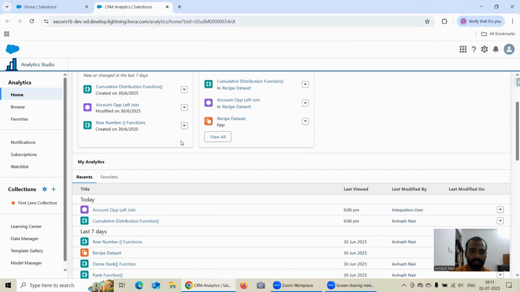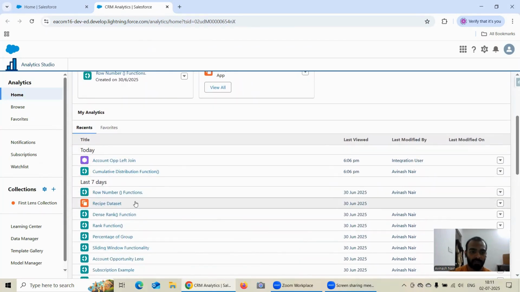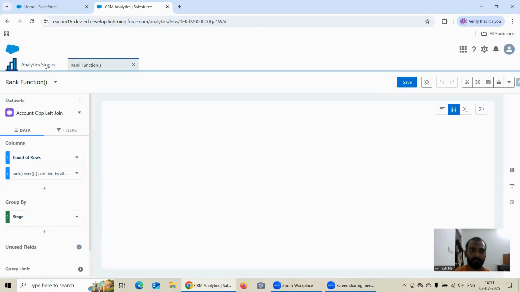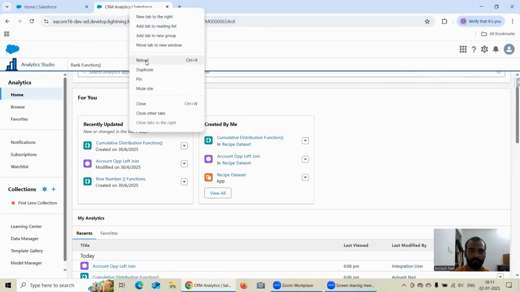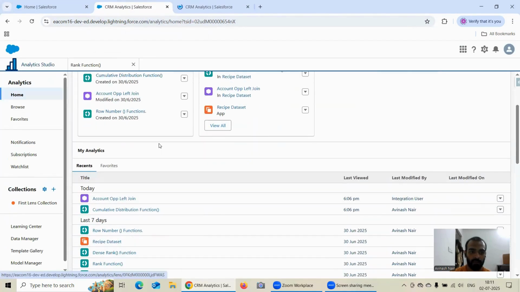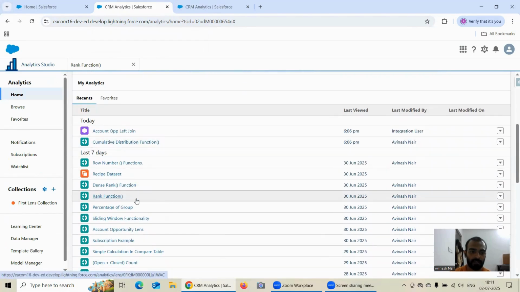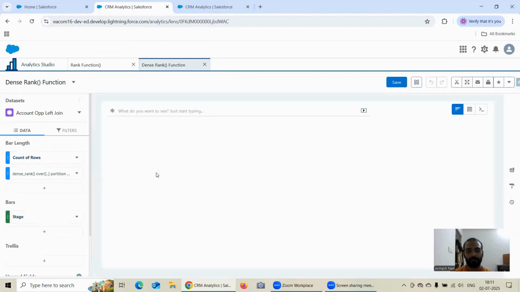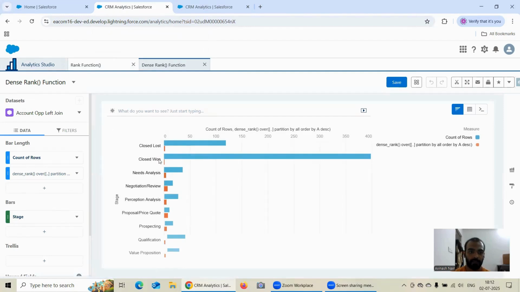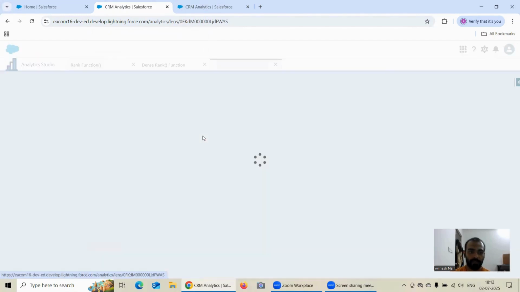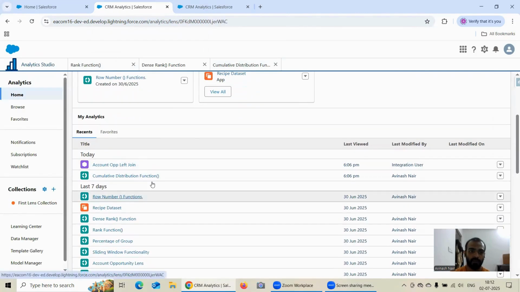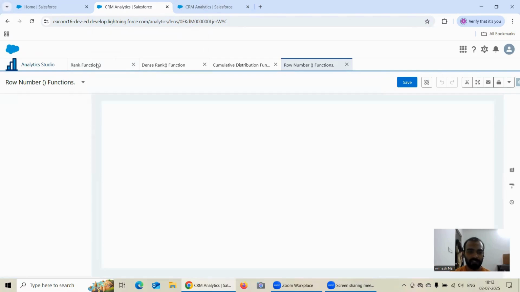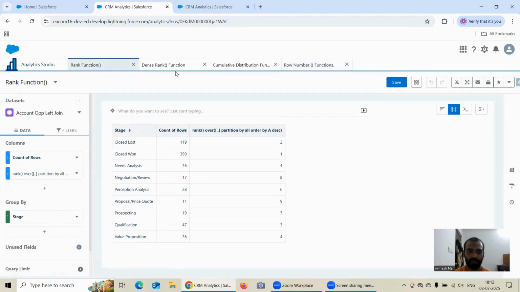Over here, basically, I will just open those functions. So basically, let me open the rank functions. Let me duplicate this tab. I will open the rank function, and so we will understand the dense rank function. We will open the cumulative distribution, and finally, we will open the row number. Okay. Now these are the functions which you don't need to learn by heart, because I have not learned this by heart either, but we will understand what these functions are all about.